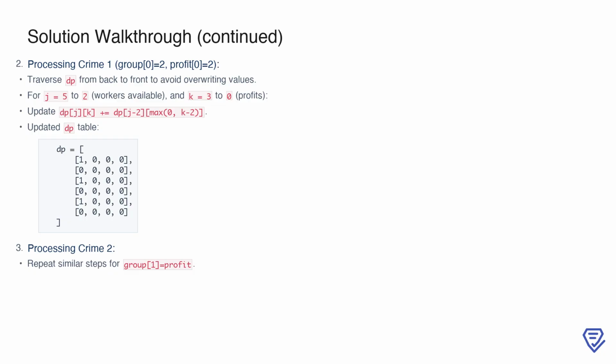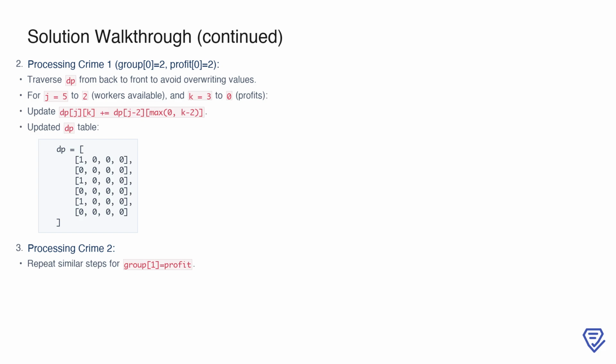For each worker count, we also iterate through the profit levels, from 3 down to 0. The key update here is that we add the value from dp[j2][max(0, k2)] to dp[j][k]. This accounts for the ways to achieve at least k profit with j workers by including this crime. After processing this first crime, the updated dp table now has some new non-zero values.